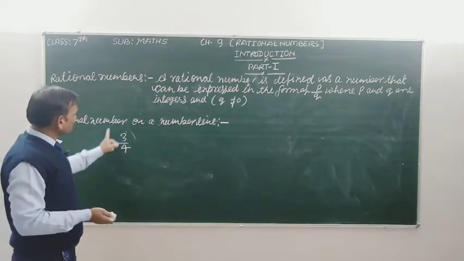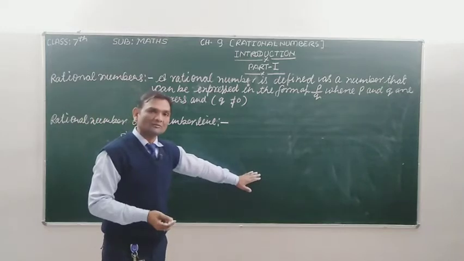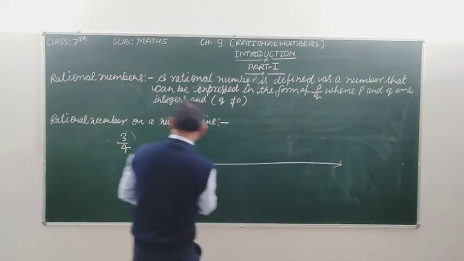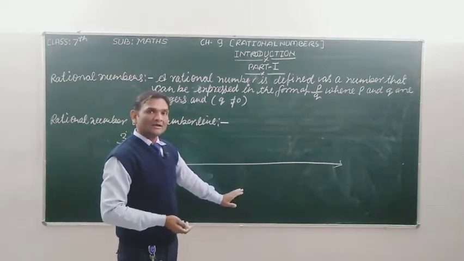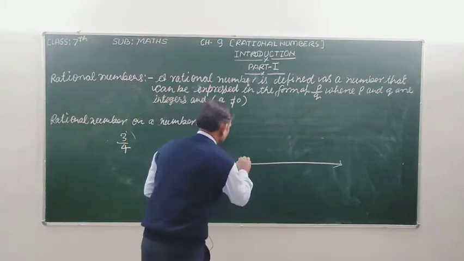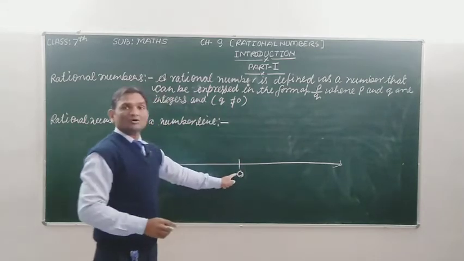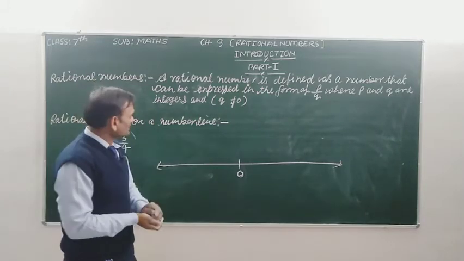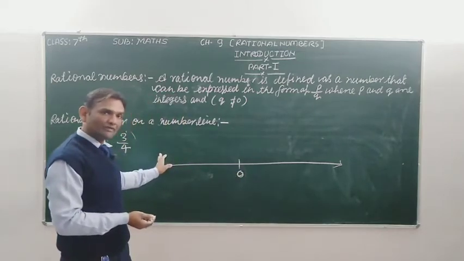So for showing the 3/4 on the number line, firstly we have to draw the number line, student, you know. So we draw a line like this, and you know, in the middle of this line we take the 0, and from this 0 to the right side we represent the positive numbers, and to the left side from this 0 we represent the negative numbers, you know very well.